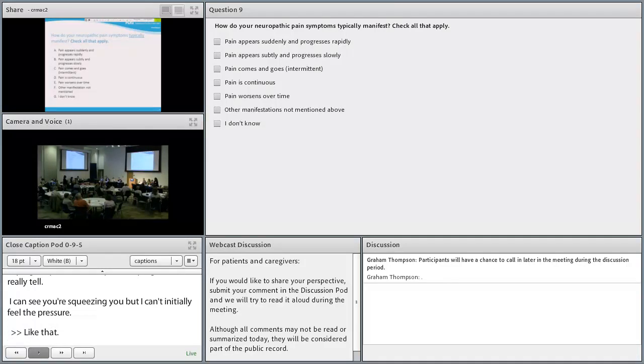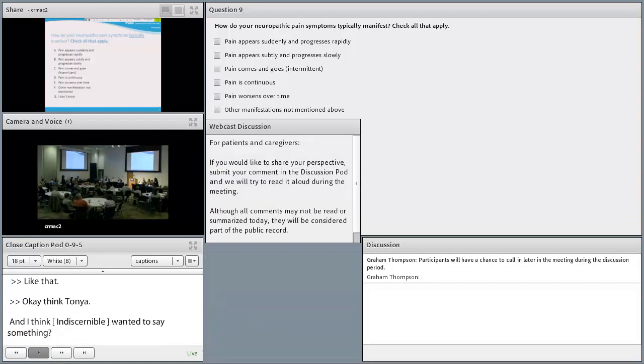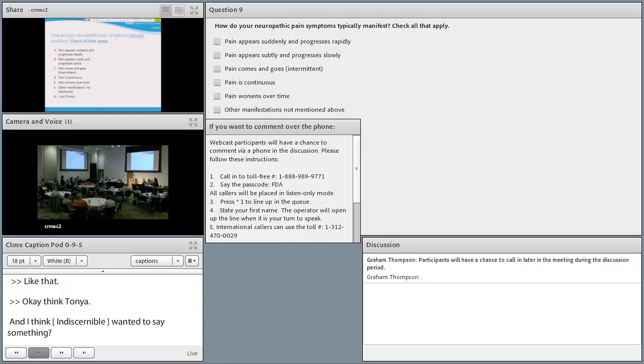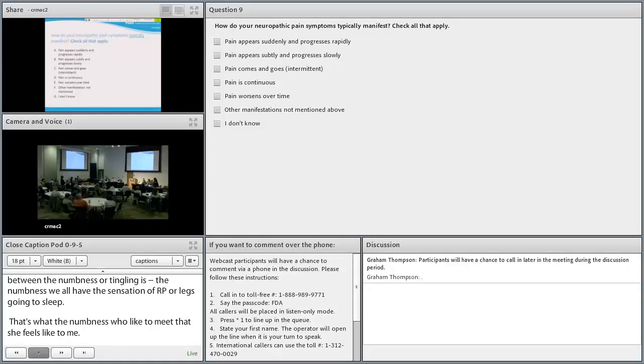The best way I can describe the difference between the numbness and the tingling is, the numbness, we've all had the sensation of our feet or legs going to sleep. That's what the numbness feels like to me. You can look at your foot, you can wiggle your toe, and you can't feel that you're wiggling your toe. It's the same thing when your foot goes to sleep and you try to bring it back. You move your foot and wiggle your toes, and you can see it, but you can't feel anything. That's kind of how the numbness is for me.